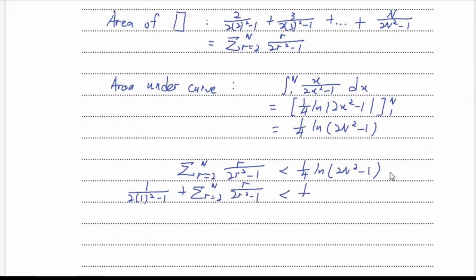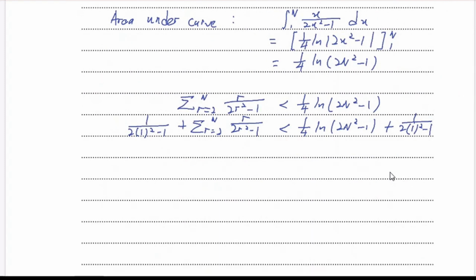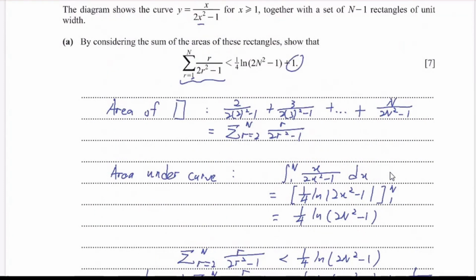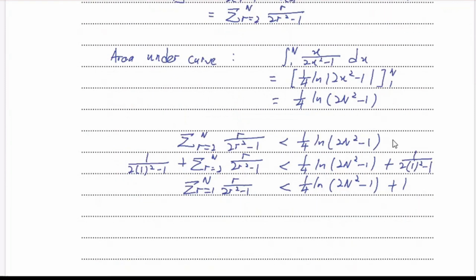The right-hand side, we do the same thing. We also add the term where x equals 1. So just add this 1 over 2 times 1 squared minus 1 to both sides. Then the left-hand side, we can actually have the series that starts with 1 already. And the right-hand side, when we evaluate it, that's why we see an extra 1 there, which is what we actually wanted to prove. So this is how we prove the first part.